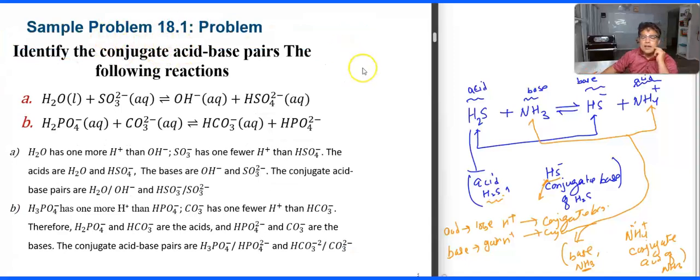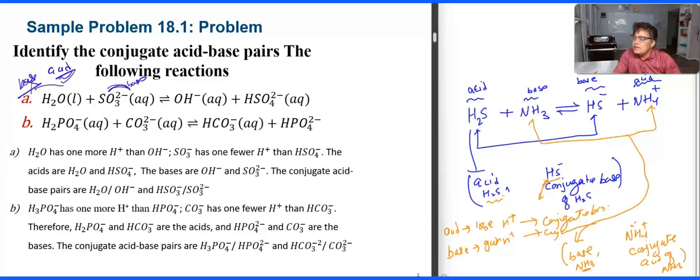So let's identify the conjugate acid base pairs in the following reaction. H2O, SO3 2 minus, look at that, which is acid and which is base. This has a minus, and minus means that it is a base. But H2O can be both base and acid, right? So SO3 is base, and H2O is acid.